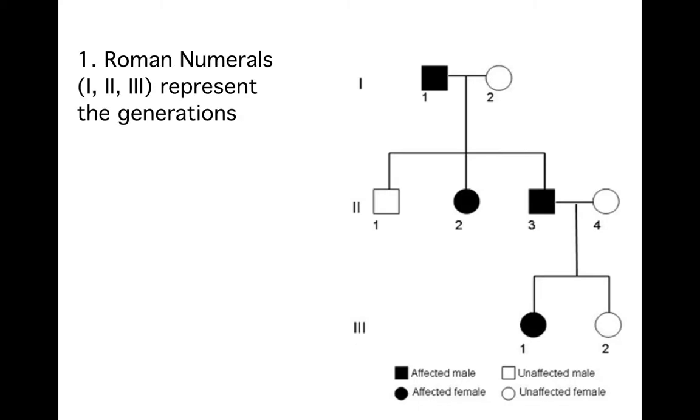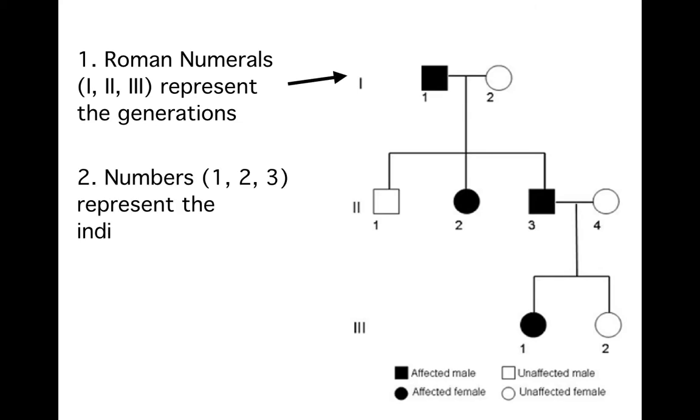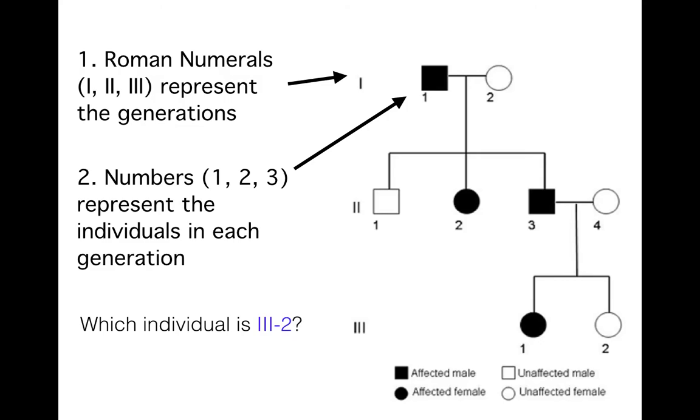So each Roman numeral represents a generation. So this is the first generation. The numbers represent the individuals in each generation. So the first individual. Which individual is in generation 3, individual 2? That's this female. Which individual is 2, 1? That would be this male. And 1, 1 will be this male.